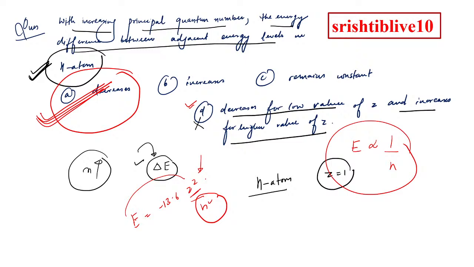If n is not constant, we cannot relate this with your Z value. And if you're finding the relation with n value, keeping Z constant, that is, for hydrogen atom or for Li2+ or for Be3+ ion, when n value is increasing, energy is going to decrease.